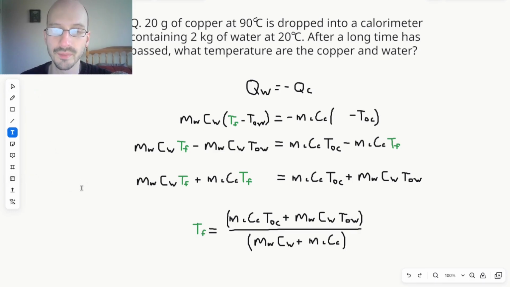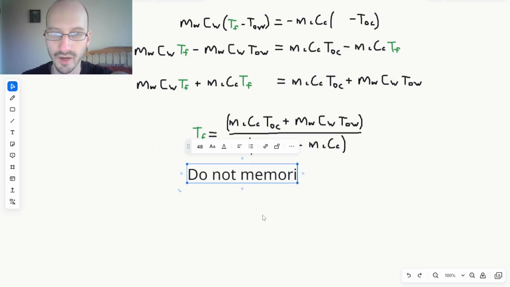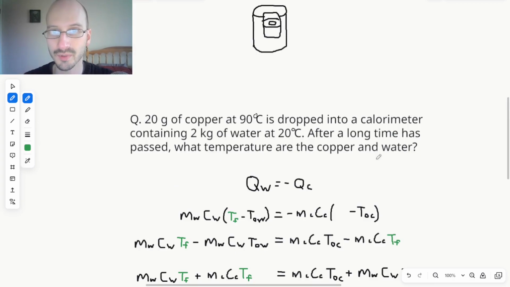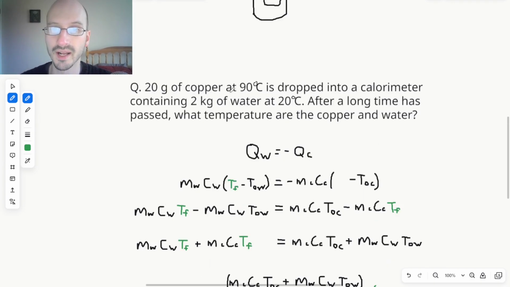Now I want to point out something very important. Do not memorize this. Do not memorize the final step, because this is something that is specific to this particular problem. If you memorize this, you can do this exact problem with different numbers, but you can't do similar problems. What you want to memorize is the process, where to start.